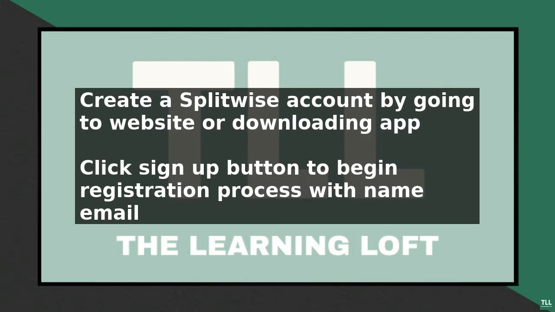To create a Splitwise account, start by going to the Splitwise website or downloading the Splitwise app from the App Store. Once you have accessed the platform, click on the Sign Up button to begin the registration process. You will be asked to provide some basic information such as your name and email address.